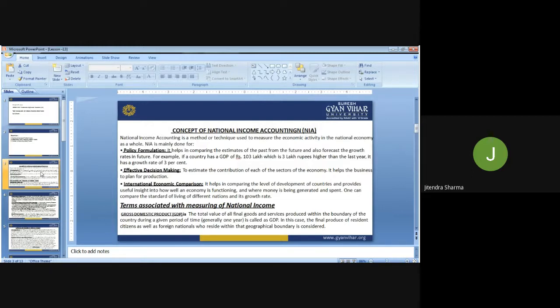So why do we do NIA, or national income accounting? For policy formulation, for effective decision making, and for international economic comparison. These are the three things for which we assess or measure national income. So first, let us discuss policy formulation.